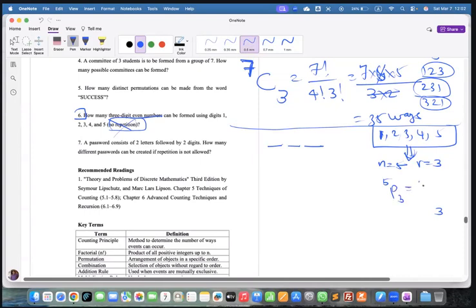5P3, so 5 factorial over (5 minus 3) factorial, which is 5 factorial over 2 factorial. 5 factorial is 120, 2 factorial is 2, altogether 60 numbers we are making. But the question is different. What is the question here? Altogether from 5 digits we are making 60 3-digit numbers, but the question is a little bit different.